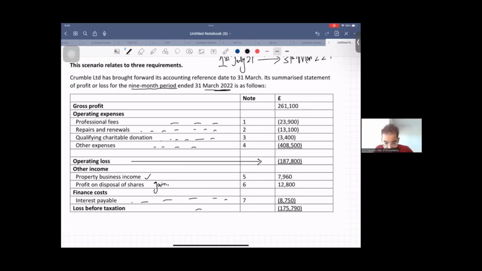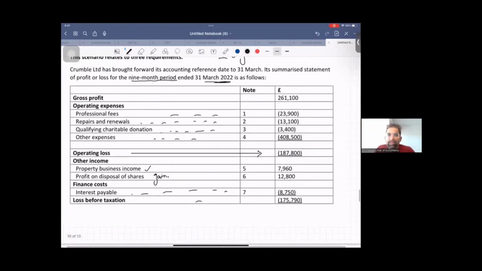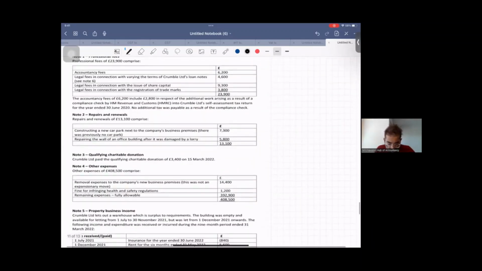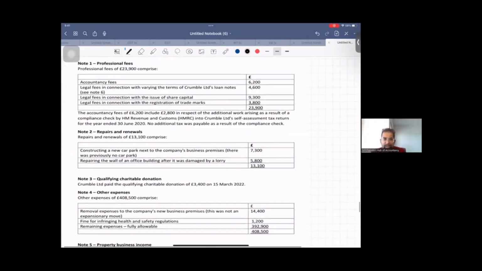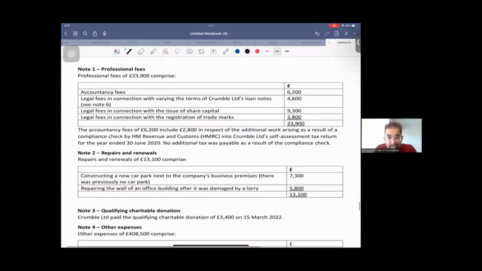Okay. Now, let's move to the second requirement. Let's move to the second page. Just have a look at this page. Okay. Now, my dear students, this is note number 1, the breakup of the things which you saw.